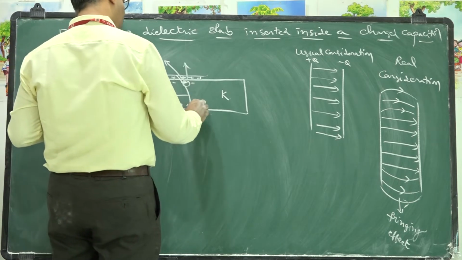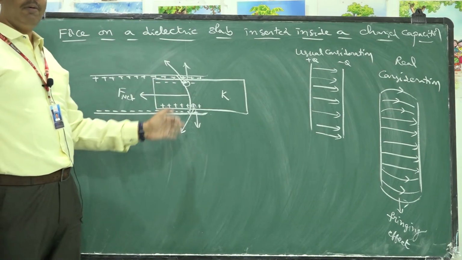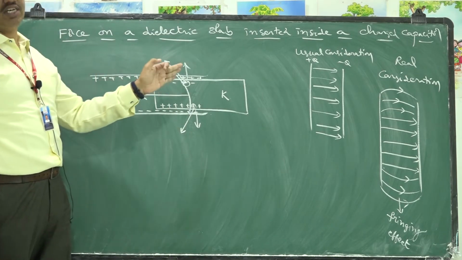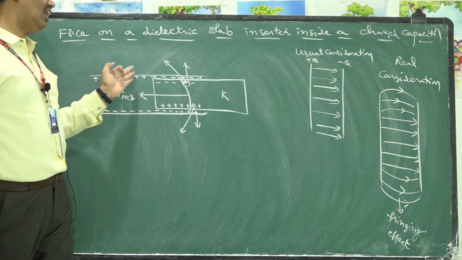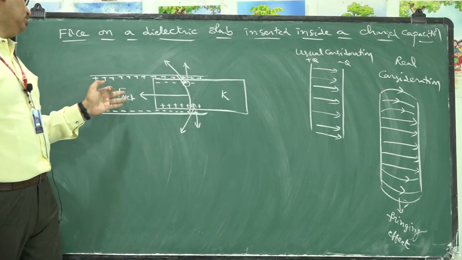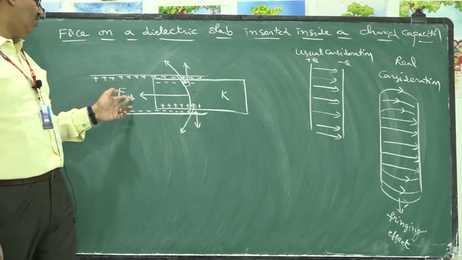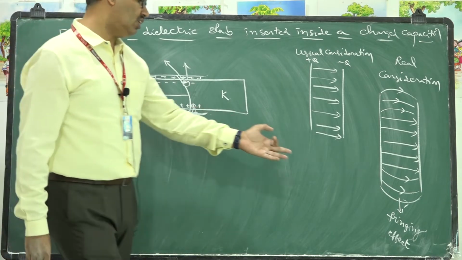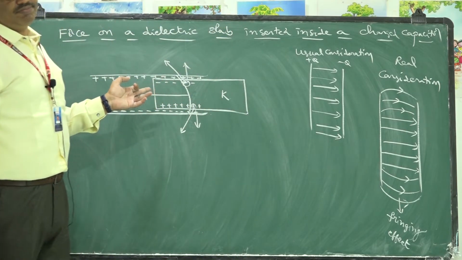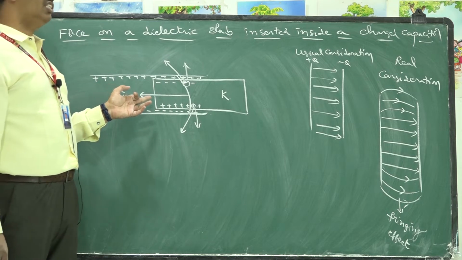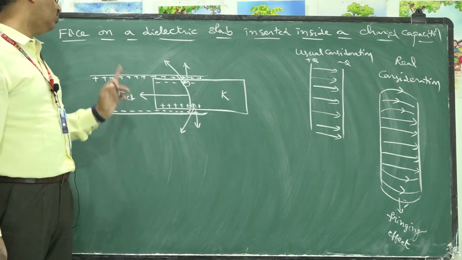Here you may expect force, but they will cancel each other. So no force in perpendicular direction to the plates of the dielectric. There is a force in a direction parallel to the plates of the dielectric. Now I would like to calculate this force. What is the reason for this force? Fringing effect is the reason for force generated on the dielectric slab which is kept between the plates of a charged capacitor. I would like to calculate this force.